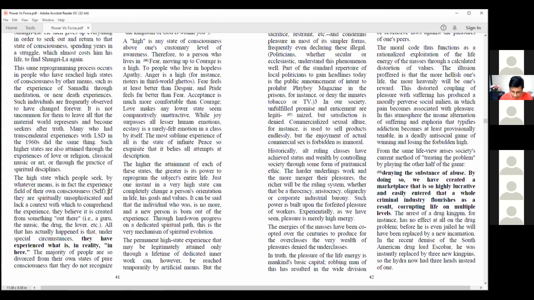If they are spiritually unsophisticated and lack a context with which to comprehend the experience, they believe it is created from something out there. That is, a guru, the music, the drug, the lover, etc. All that has actually happened is that, under special circumstances, they have experienced what is in reality in here.